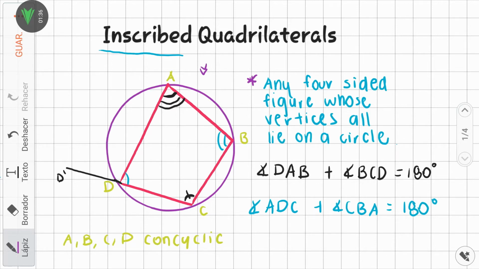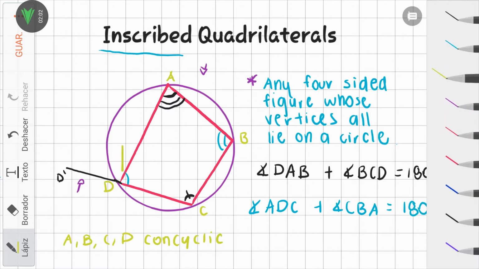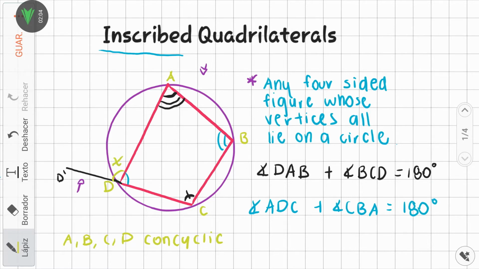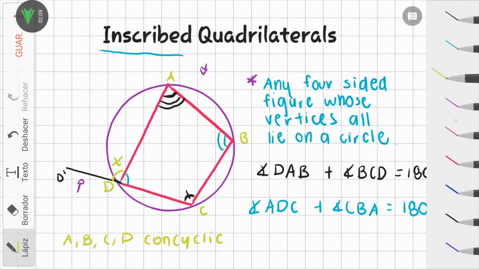Now, something else that you can derive from this is that if you know that these two angles are supplementary, and I were to draw an extension of the line DC, from DC to D prime, as you can see here, and I were to look for the angle ADD prime, which is this angle right here, let's call it x.